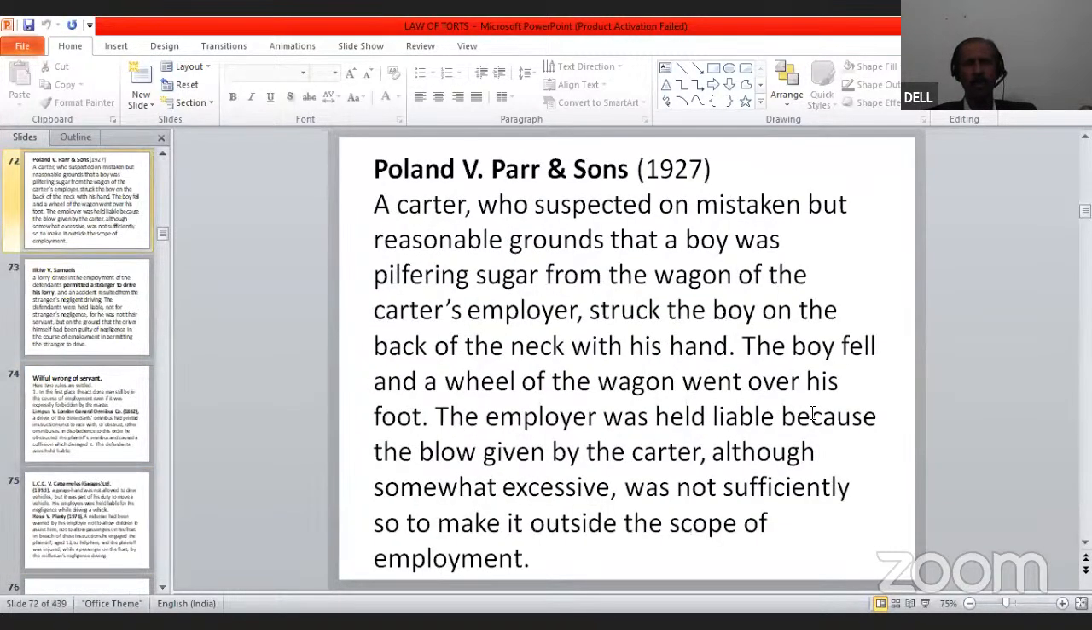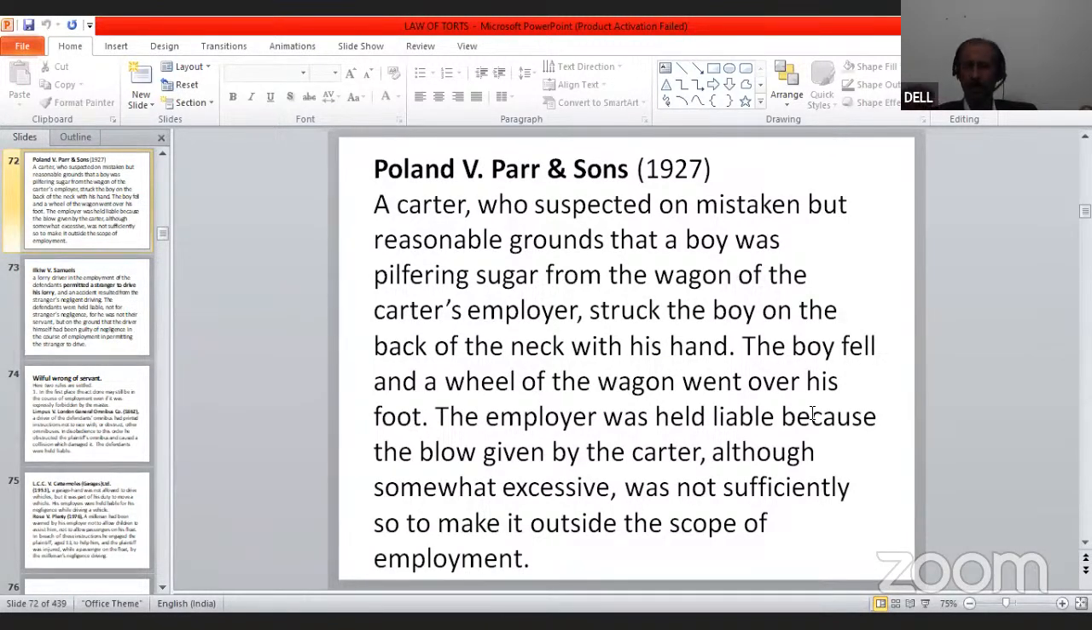Poland versus Parr, a wagon was there, the defendants were taking sugar bags on their horse wagon. A boy, actually a minor boy, was coming behind. After some time, again he saw that boy still coming behind. The driver, the defendant, thought that he was stealing the sugar, but actually he was not stealing the sugar. The horse wagon was stopped, and he came back and gave a blow on the neck of the boy. Boy fell down immediately. The wheel of that wagon also ran over his leg, causing injury.